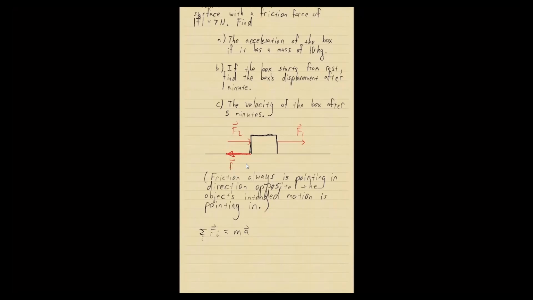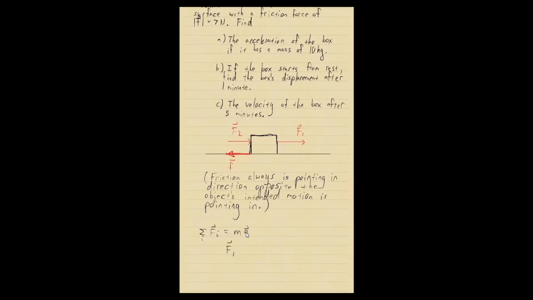So in this case, this is kind of an example of a one-dimensional problem because the box is either going to go to the right or to the left. In this case, the box is going to go to the right. So the sum of the forces on our object is equal to the mass times the net acceleration of our object. So let's write down our forces to begin with.